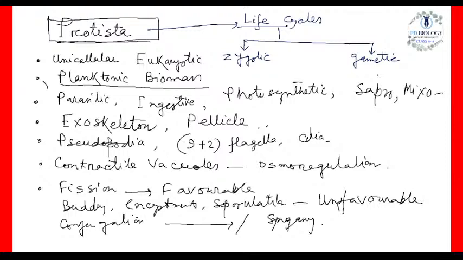Zygotic meiosis is present in dinoflagellates and cellular slime molds. Note down this one. Gametic meiosis is present in the majority of the protozoans, the diatoms, and the acellular slime molds. So it is very important in the case of slime molds: cellular slime molds show zygotic meiosis and acellular slime molds show gametic meiosis.